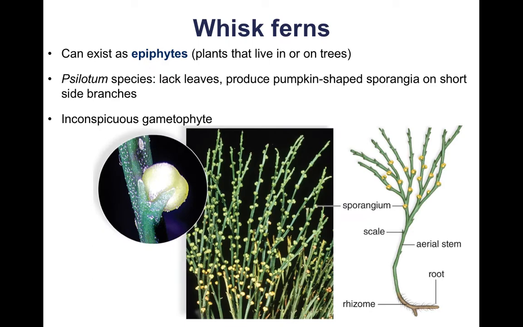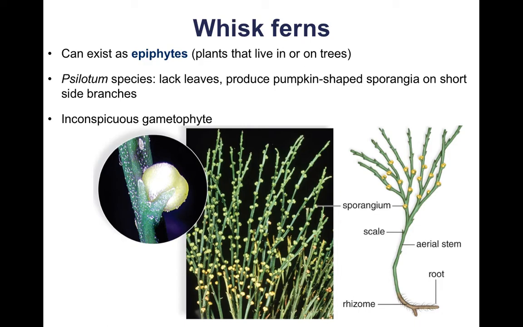Next up is the whisk ferns. This is a plant you've probably never seen before. It does not grow around us at all. Whisk ferns do grow though in tropical regions. You can find them down in Florida. And they often exist as epiphytes. So these are plants that live on other types of plants.